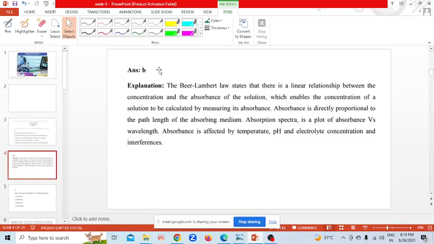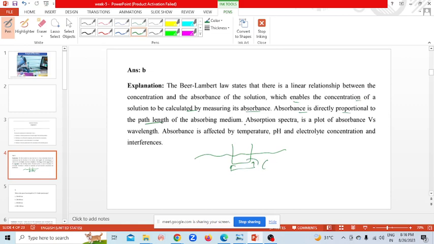The Beer-Lambert law states that there is a linear relationship between the concentration and absorbance of a solution, which enables the concentration of the solution to be calculated by measuring its absorbance. Absorbance is directly proportional to the path length. Suppose this is the light and this the sample, so it depends on the concentration of the sample as well as the thickness of the path length.